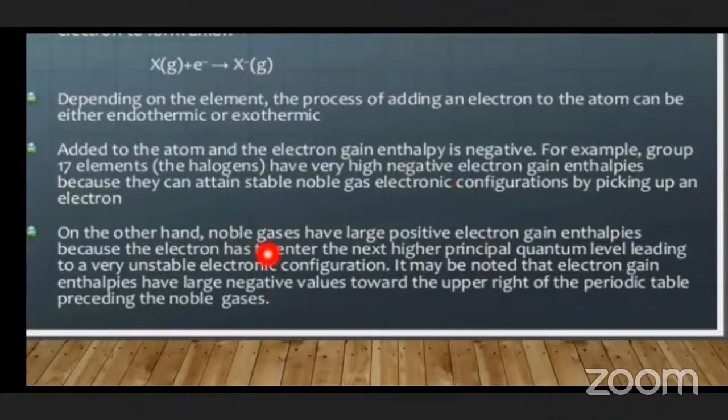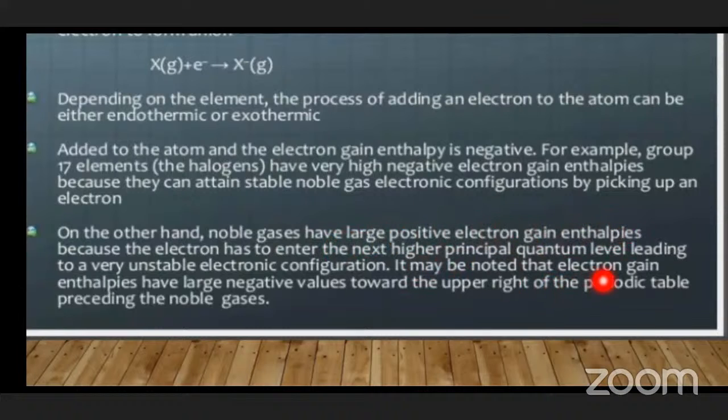On the other hand, noble gases have large positive electron gain enthalpies because the electron has to enter the next higher principal quantum level, leading to a very unstable electronic configuration. Noble gases are said to have large positive electron gain enthalpies. What is the reason behind that? Already they have a stable configuration. While adding one more electron, they become unstable, right? Because of that reason, they have large positive electron gain enthalpies.